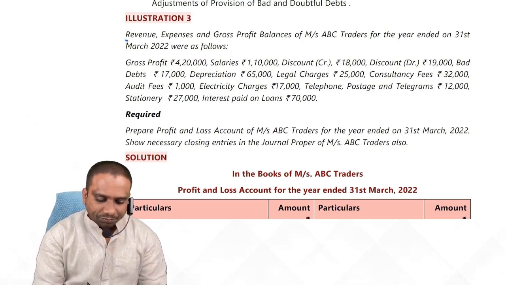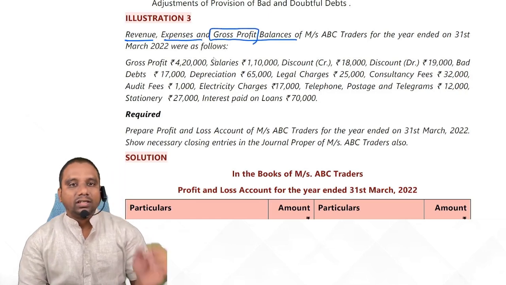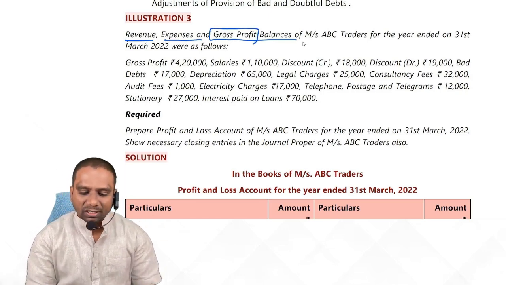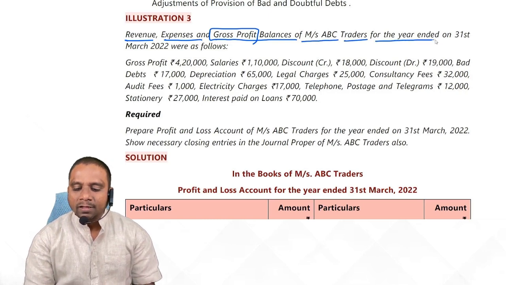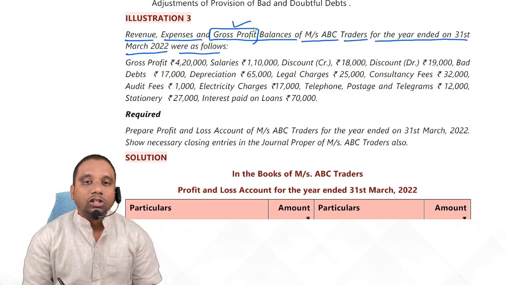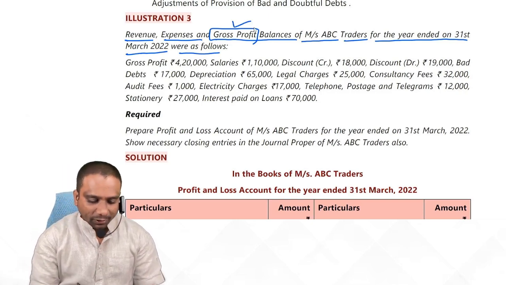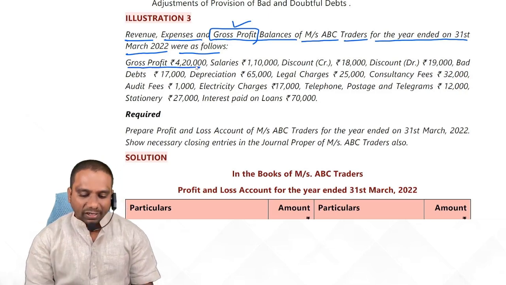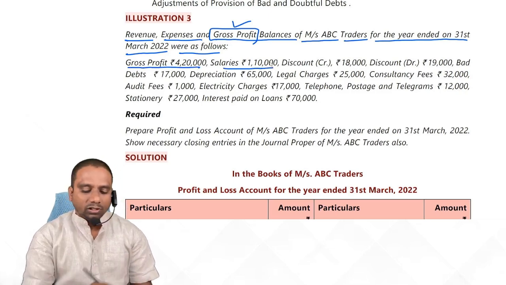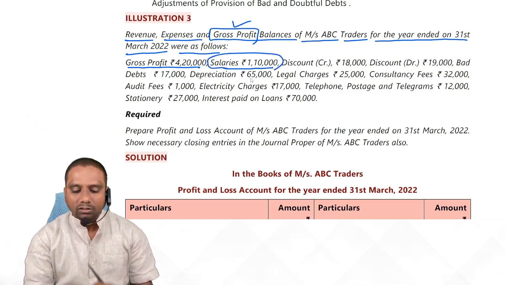Revenue, expenses and gross profit balances. What are they giving? Revenue, expenses and gross profit balances of Messrs. ABC Traders for the year ended 31st March 2022 were as follows. They are giving gross profit, which means they have already prepared the trading account. Okay, look at gross profit, trading account, credit. Sorry, gross profit, P&L account, credit. Salaries, profit and loss account, debit.